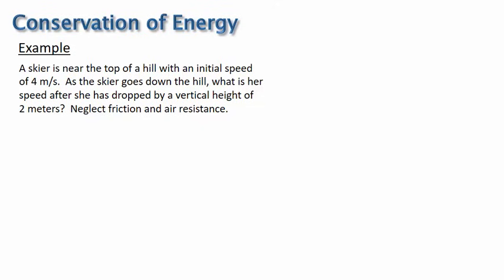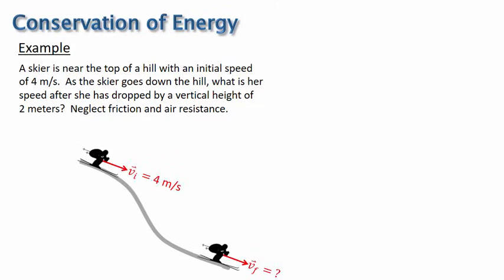The first step in the procedure is to draw a diagram. So here's the skier in the initial location with an initial speed of 4 meters per second. And then in the final location going at the unknown final speed that we want to find. As indicated in the procedure, we should also include a y-coordinate axis, which will be used when calculating the gravitational potential energy.